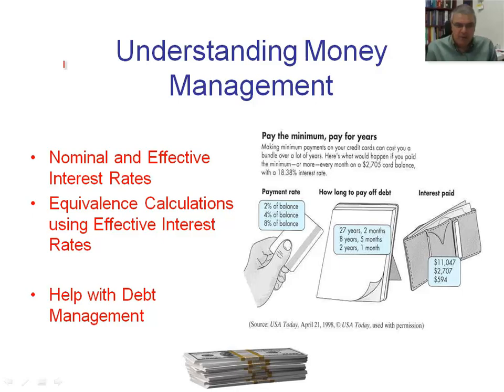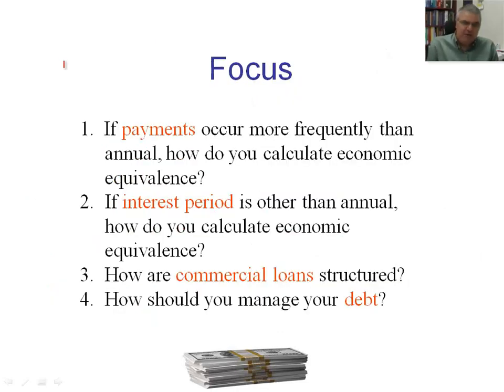The nominal interest rate, we're going to discuss again today. So the focus is, if payments occur more frequently than annual, how do you calculate economic equivalence? In other words, if we have more than one payment per year, then how do we calculate economic equivalence? Because of the change in the interest rate that is associated with that.